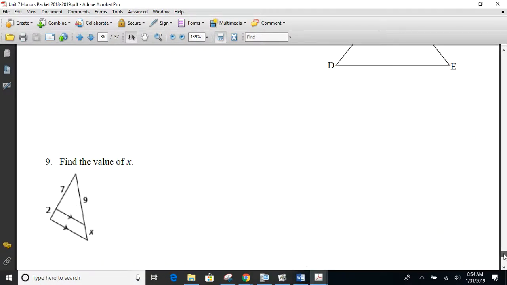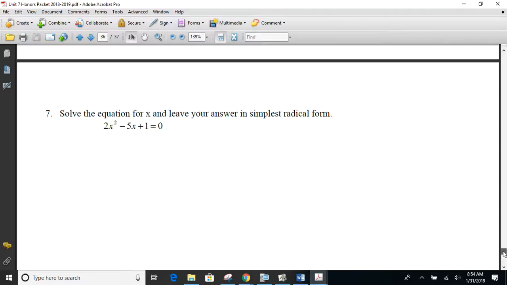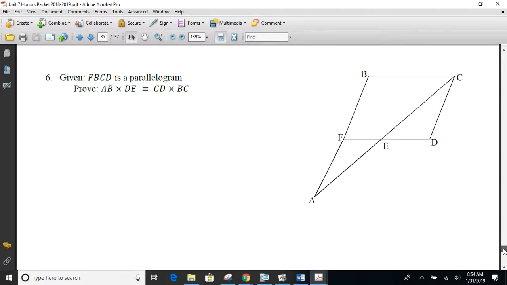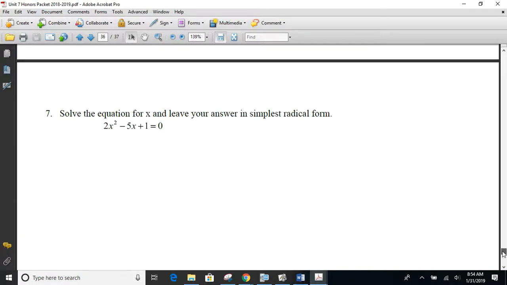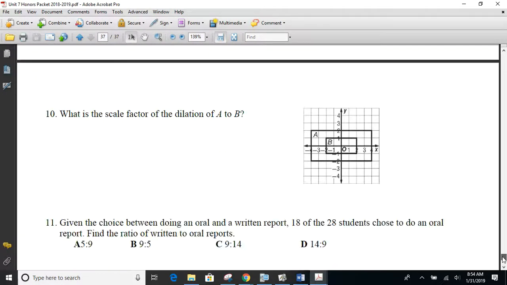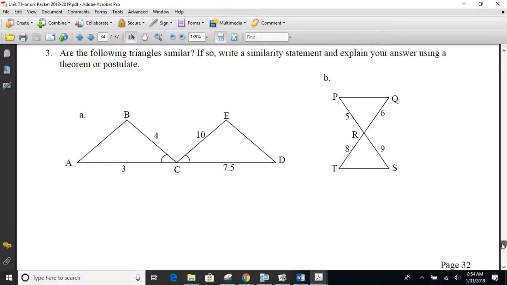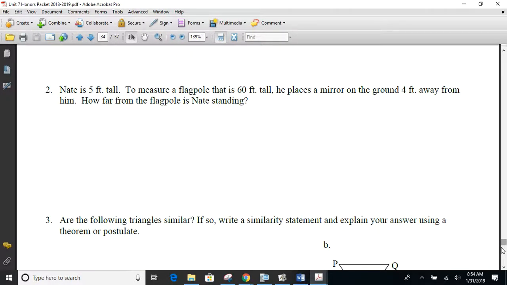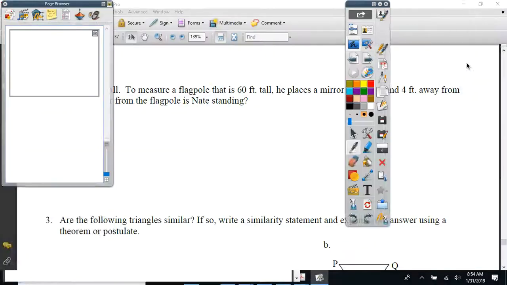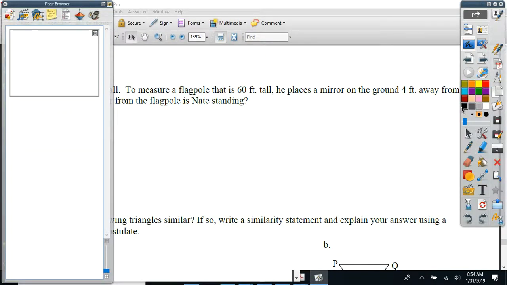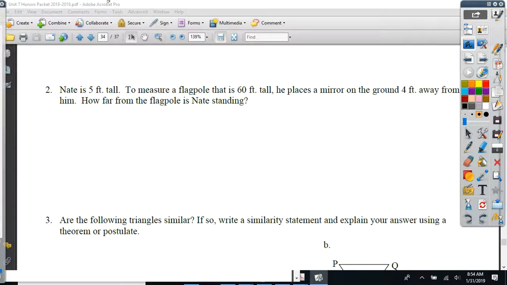All right. Do we feel like we should go over an algebraic one? Should we go over, proof-wise, we already did that one, but number 2? Flagpole? Okay, we can go over number 2. You got it. So you got Nate, is what? Nate's 5 feet tall.